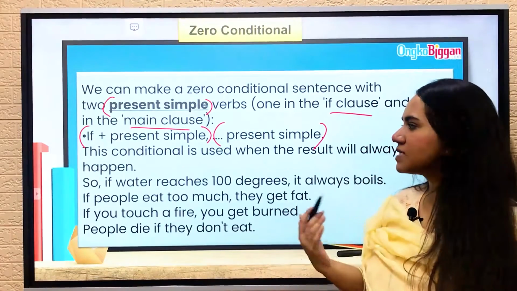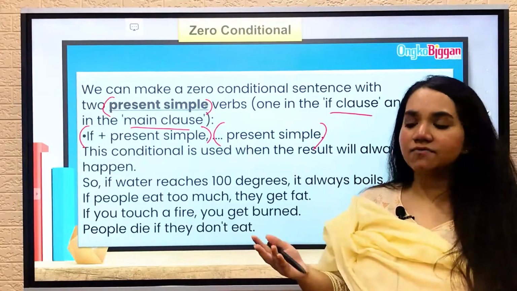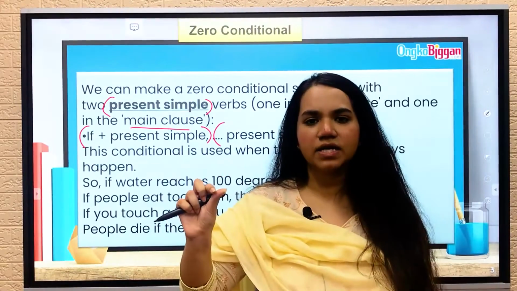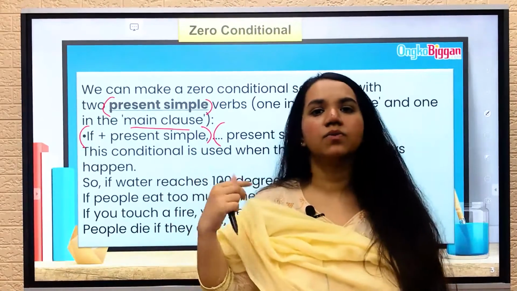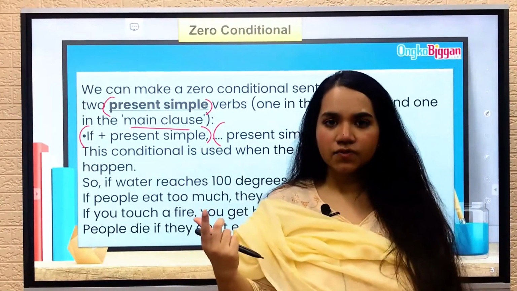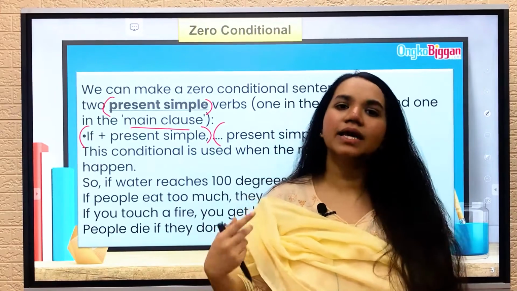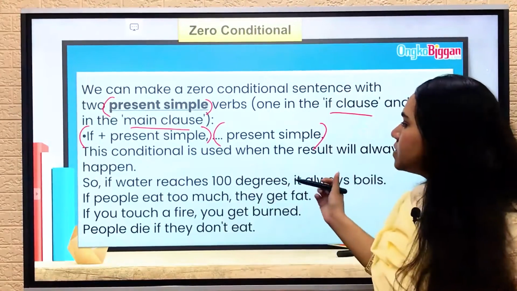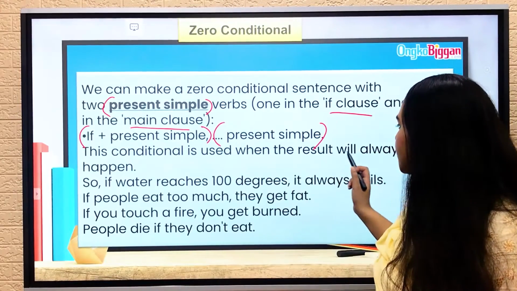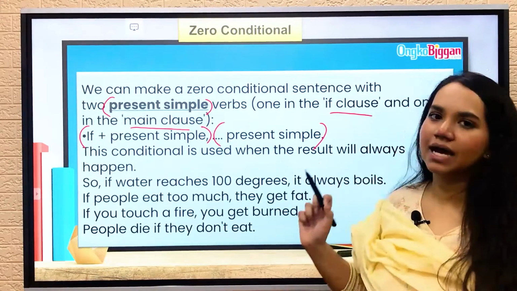So the first half of the sentence, or even the second half, depends on where the word "if" is. In whichever clause you start with the word "if," that will be the if clause or the subordinate clause, and the other clause will be the main clause. Okay. So this conditional is used when the result will always happen.